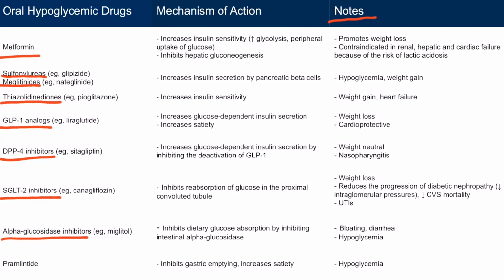Alpha-glucosidase inhibitors inhibit dietary glucose absorption and will understandably cause osmotic diarrhea and bloating. In addition, decreasing the glucose that's absorbed from the intestines can actually cause hypoglycemia. Now, pramlintide can also cause hypoglycemia, and it does this by delaying gastric emptying. So they delay the glucose delivery to the intestines for absorption.